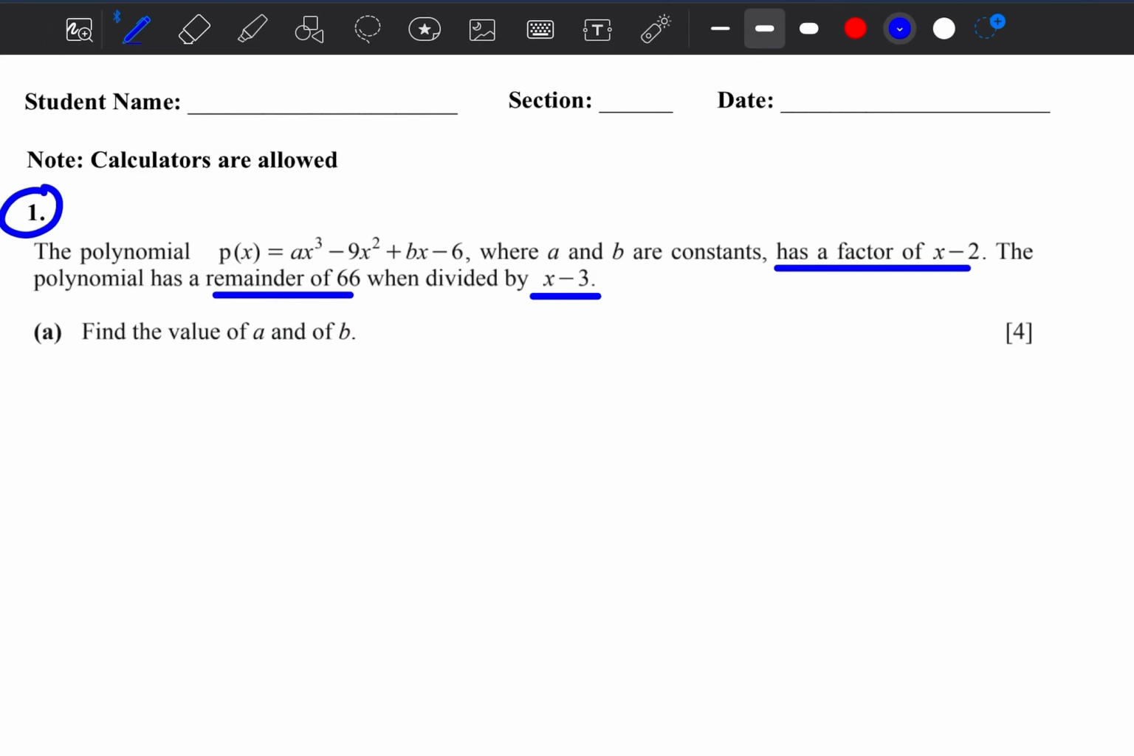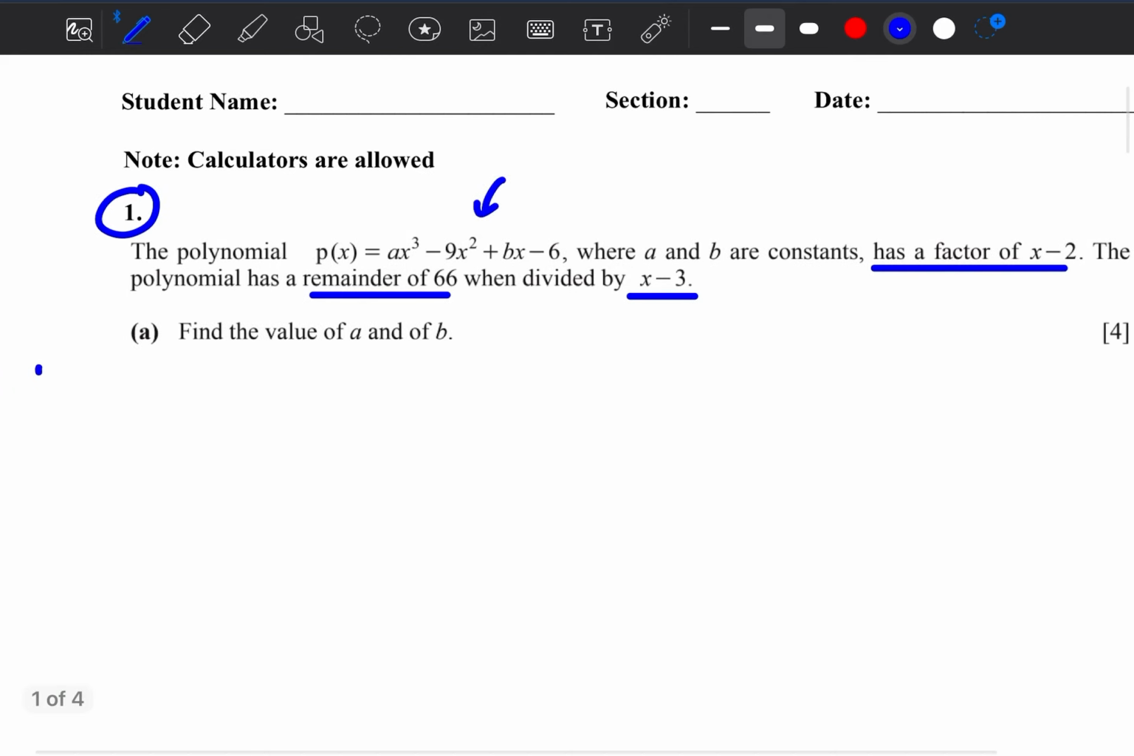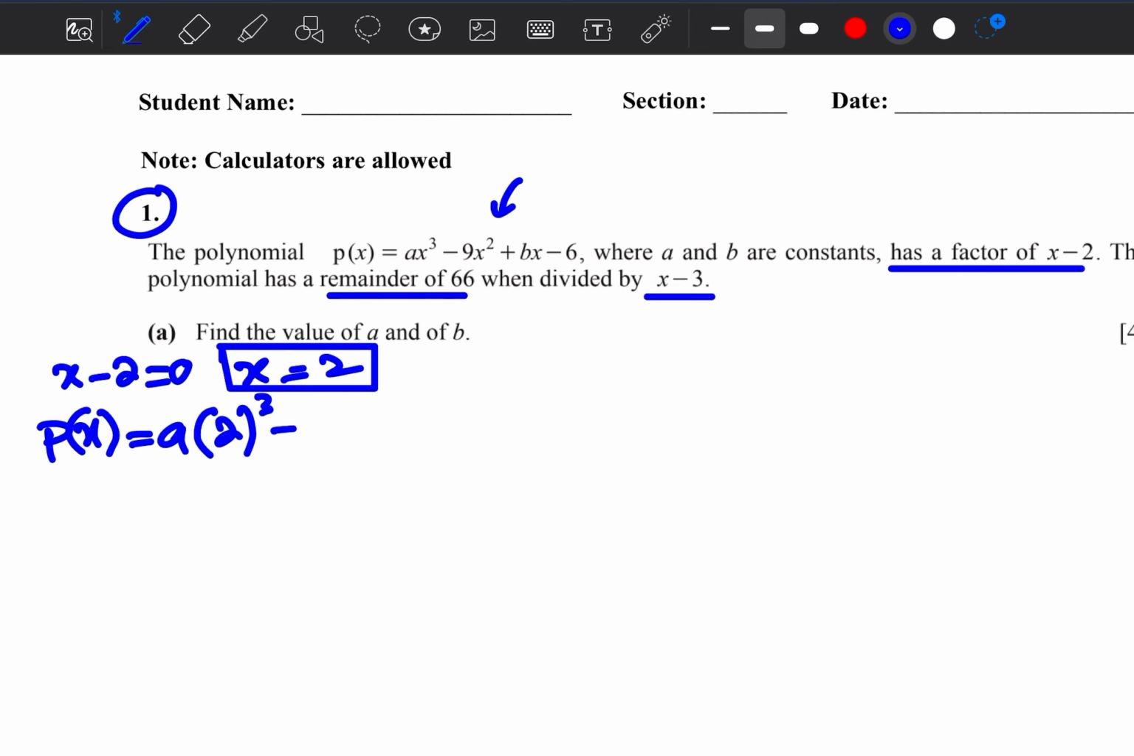So coming back to the very basic maths, since we need to find the value of two unknown constants a and b, we need to have two equations in terms of a and b. This question is a part of the remainder factor theorem. Since x minus 2 is a factor of this polynomial, I'm going to equate x minus 2 with 0, and I get x equal to 2. I'm going to put this x value 2 in the polynomial. This is what we do in the remainder factor theorem. After putting x equal to 2 in the polynomial, I will get the remainder.